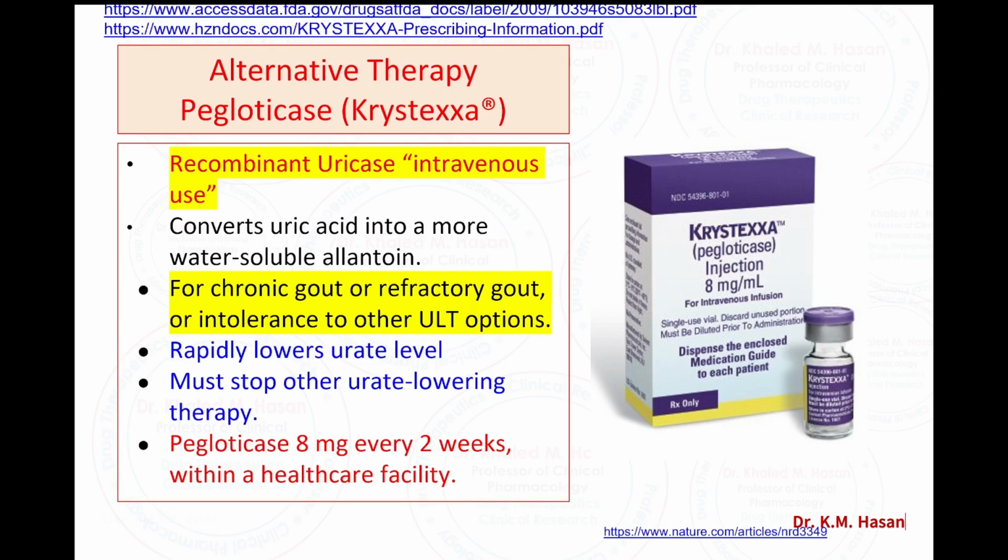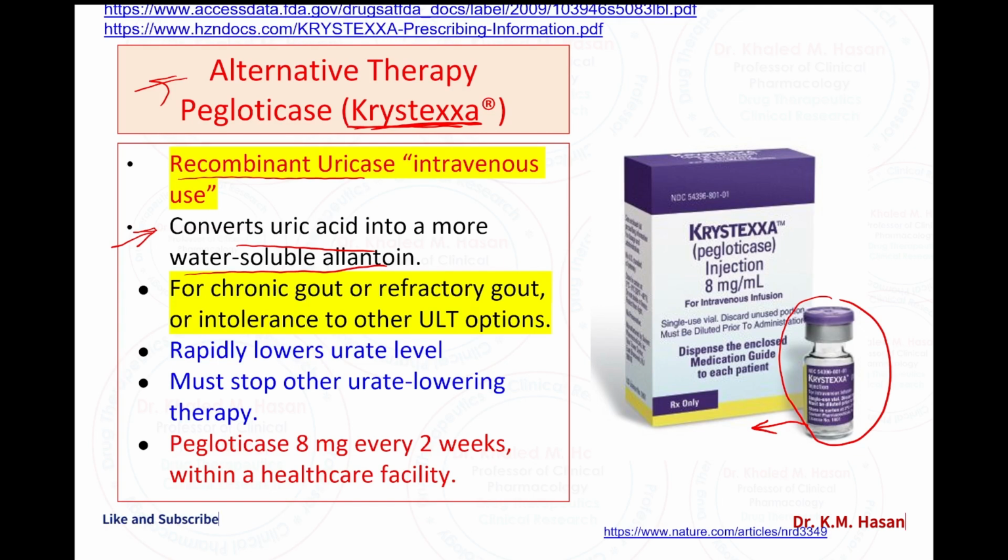Here we have an alternative therapy, pegloticase, Krystexxa. Pegloticase is an alternative treatment. We don't use it as the first choice. This is a recombinant uricase intravenous injection. It is an expensive medication, and it converts uric acid to the water-soluble allantoin. So this medication converts uric acid to another substance called allantoin. Next slide for the mechanism of action.